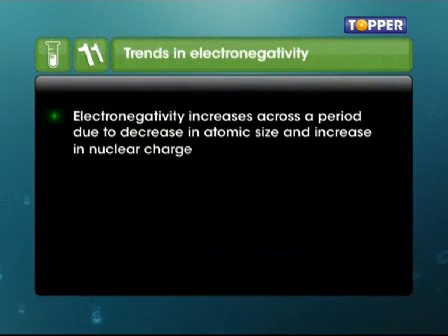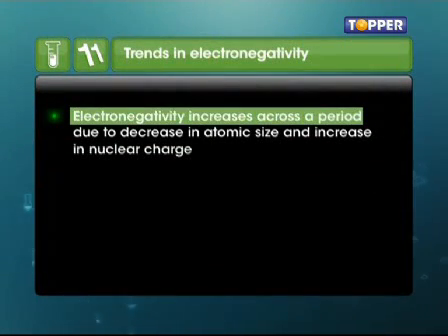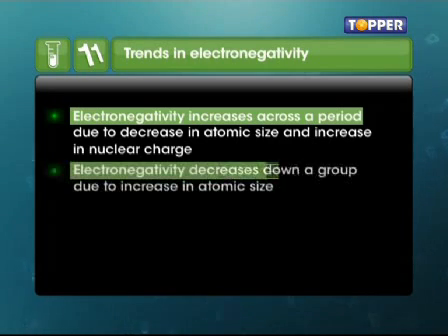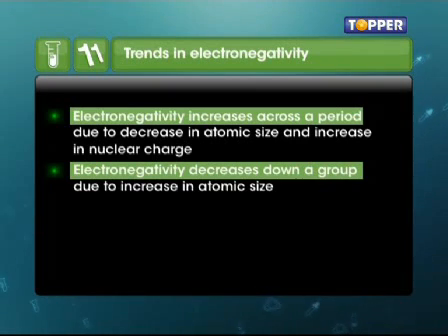Now, can you predict trends in the electronegativity of elements? In the periodic table, electronegativity increases across a period due to decrease in atomic radii and increase in nuclear charge. However, it decreases down a group due to increase in atomic radii, which overcomes the effect of increased nuclear charge.